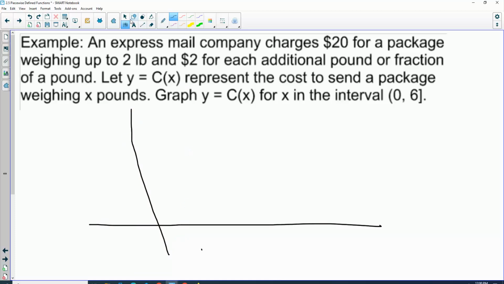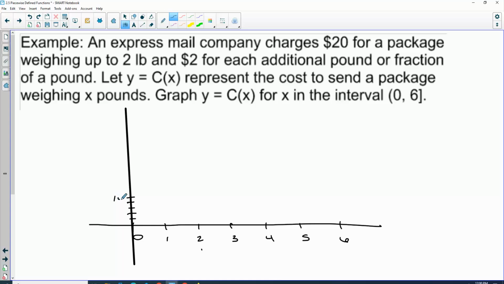Oh, that is very crooked. So I'm going to start at 0. Okay, my y-axis, my cost starts at 20. So I'm going to count by 2s. 6, 8, 10.